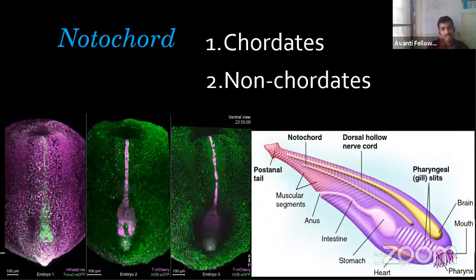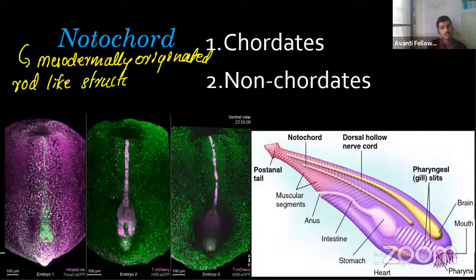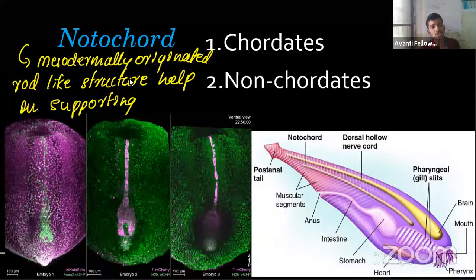Okay. Exactly, Manvita. Notochord means a mesodermally originated rod-like structure, what you can see, that helps in strength. I can't use the term strength. Supporting. Okay, so this is the important thing here. This notochord means a kind of mesodermally originated rod-like structure. So these are helping in the supporting of the body.